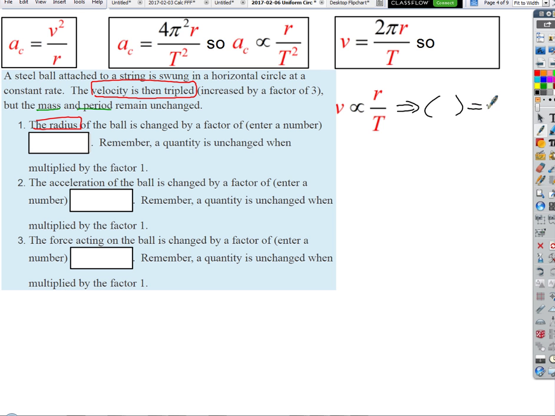We get something equals something over something. What do we know? Period stays the same, so that's 1. The velocity is tripled, so that's going to be 3. So what's that have to be? 3. Yeah. So R has to be 3.